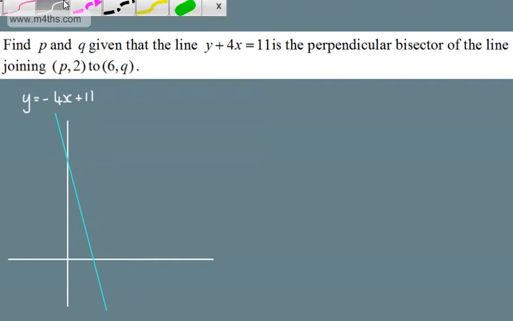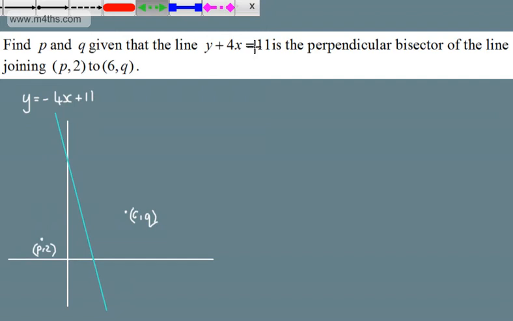What I'm going to do now is put on a possible position for (P, 2). So let's say that (P, 2) was just going to be here. Let's label that up as (P, 2). And then we're going to have (6, Q). And let's put that just here. So what we're going to have is this point, (6, Q). What we have is a line segment joining these two points.